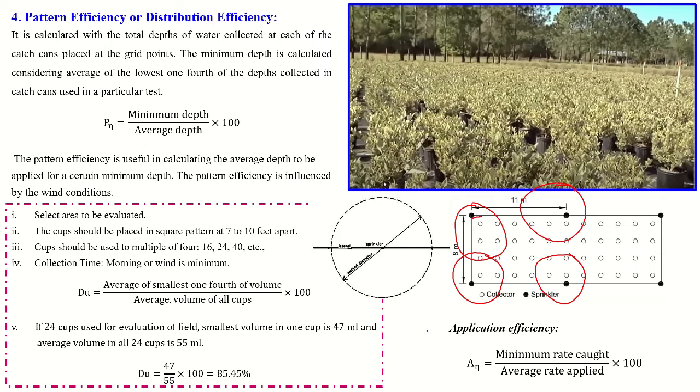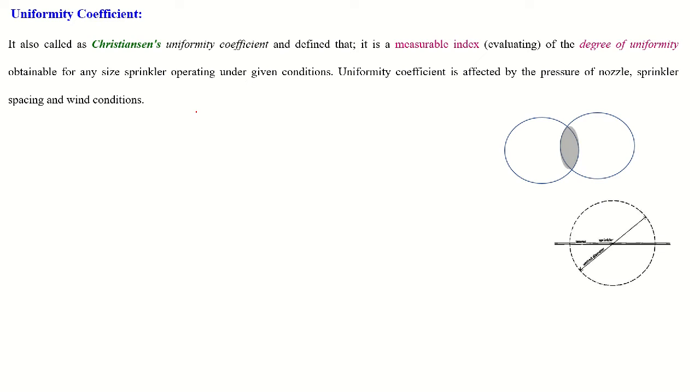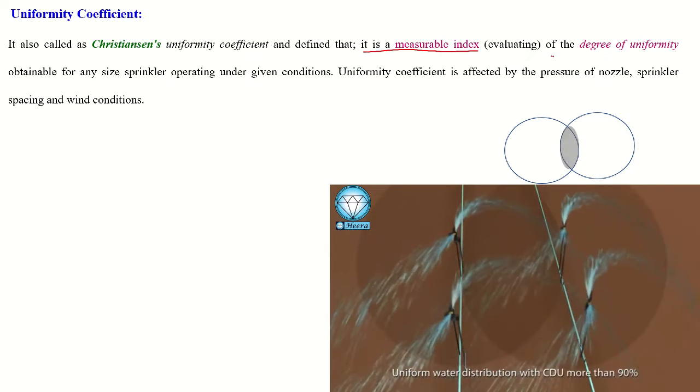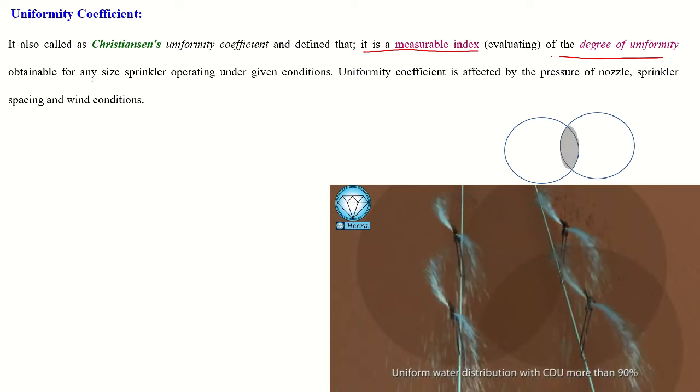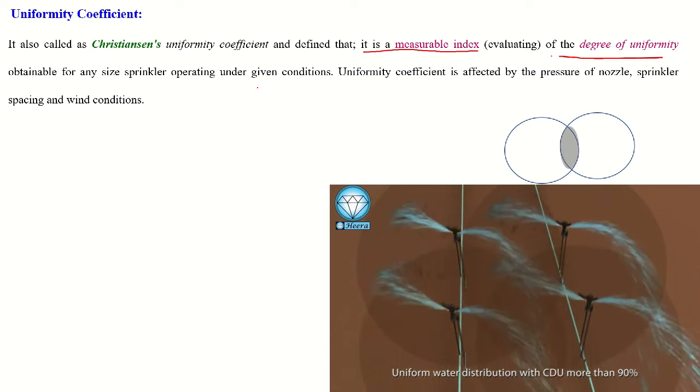Next one is application efficiency. Application efficiency is the minimum rate caught divided by the applied rate, times 100. This will tell us the application efficiency of the sprinkler. Next one is the uniformity coefficient. The uniformity coefficient is also called Christiansen's uniformity coefficient. It is defined as a measurable index of the degree of uniformity obtained for any size of sprinkler operating under the given condition.